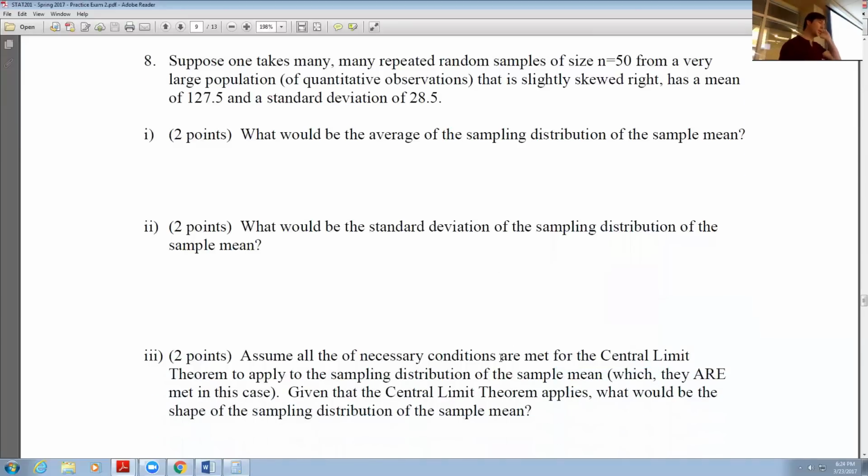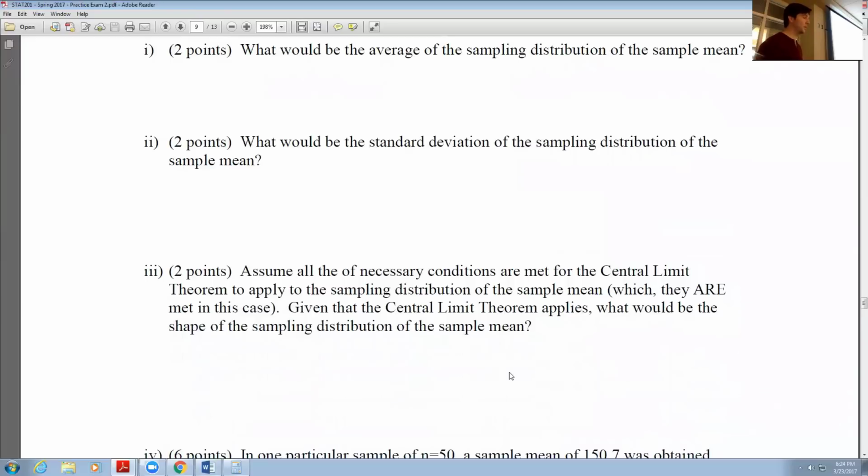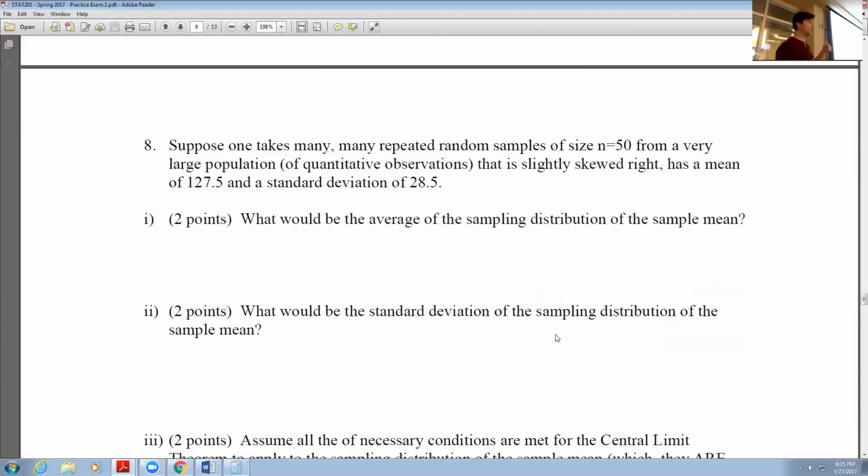It says right here, assuming all three conditions are met for the central limit theorem. Given that the central limit theorem applies, what shape will there be? In other words, we have selected these individuals randomly, which it says. We have selected less than 10% of the whole population because this is a large population. We are only selecting 50. And also, it is only slightly skewed, which means the sample size needs to be at least what?